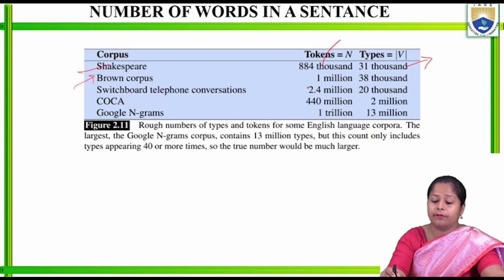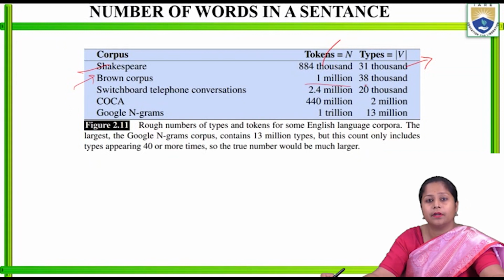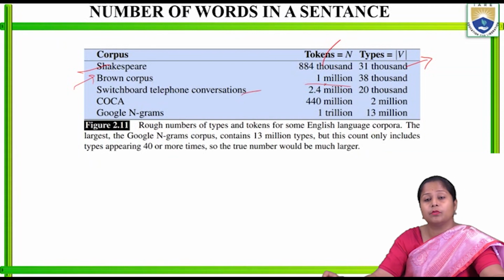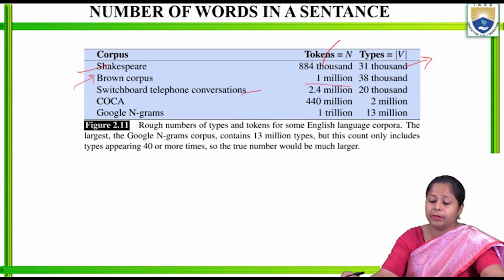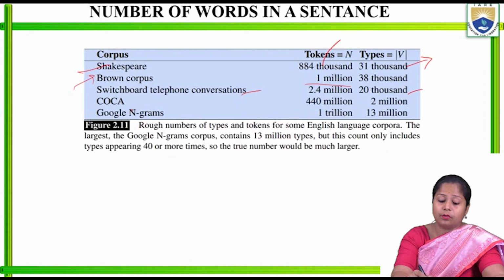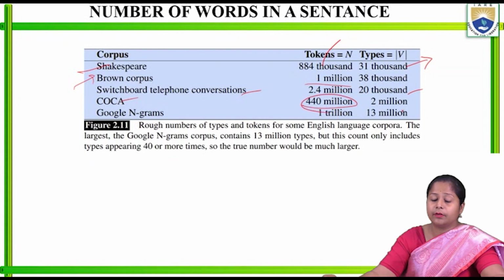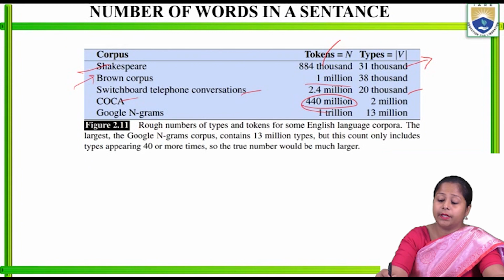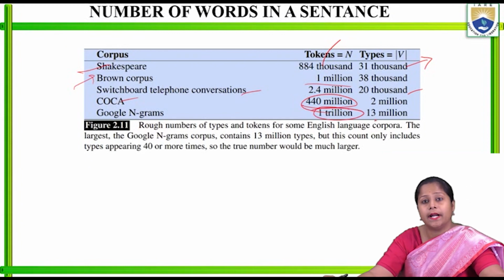The Brown corpus has 1 million tokens and 38,000 types. The Switchboard corpus has 2.4 million tokens and 20,000 types. COCA has 440 million tokens and 2 million types of vocabulary. And the Google Ngram corpus has 1 trillion tokens, and the number of word types used is 13 million.